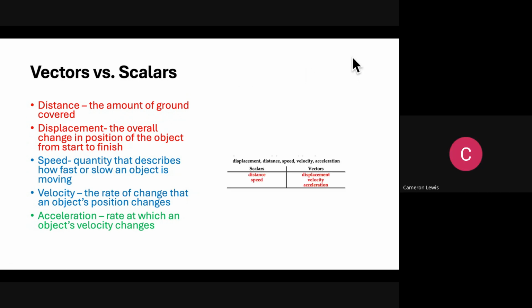Good. So does this chart look familiar? So we have that all together. We have our different quantities of vectors and scalars. Then that sets us up to now dive deep into understanding.